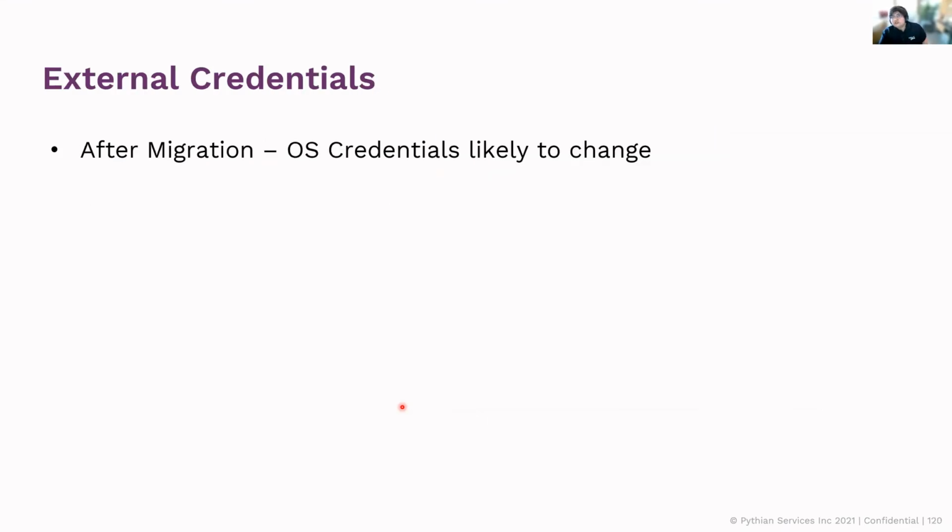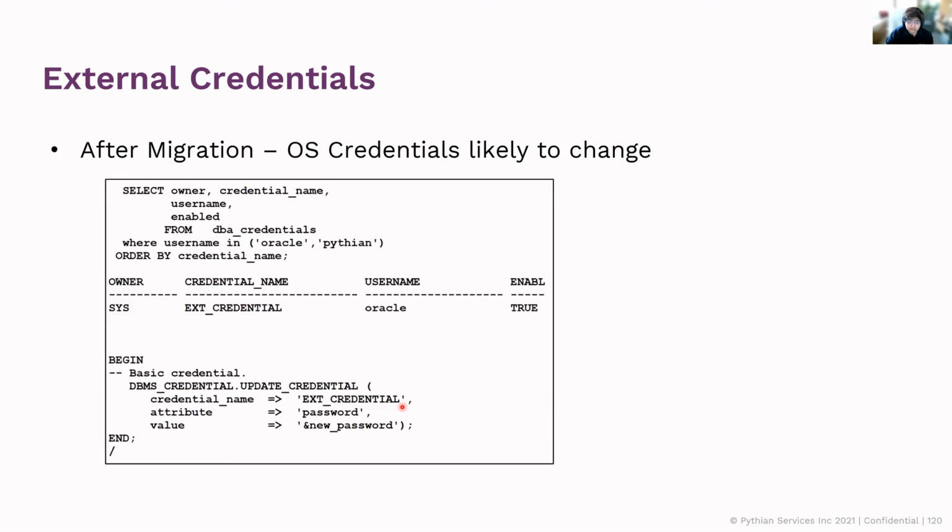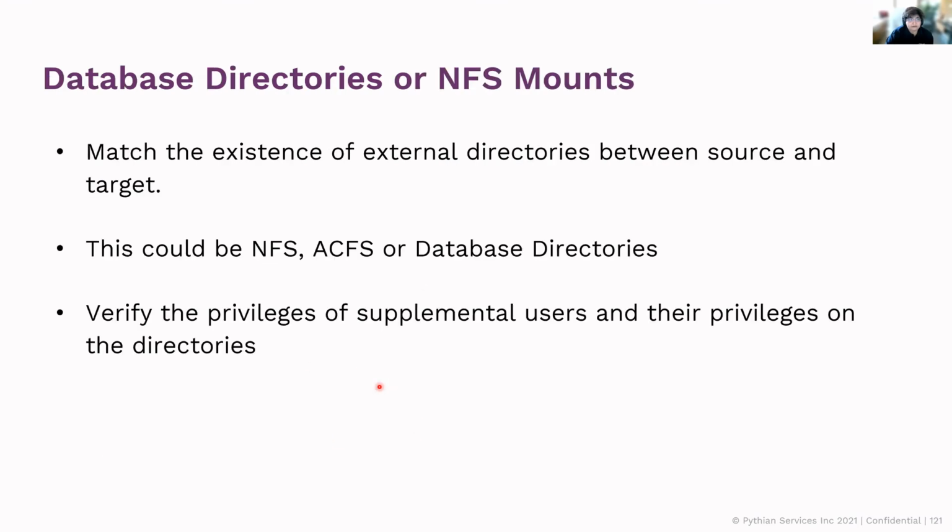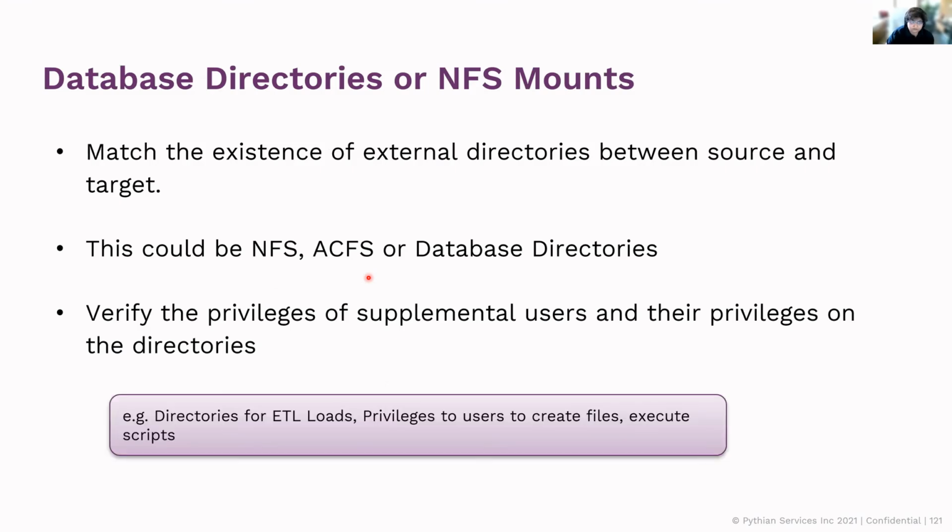Again, external credentials are something that you will need to modify because your OS credentials are likely to change on a new server. So you can use your credential package and update the credential as per the new server. And the last few things include database directories and NFS mounts that you need to be careful about, especially your NFS and ACFS. If there are any additional mounts on your servers, have them in place and check the privileges. Very small things, but handy in case of jobs that would be running on your servers. A part of our checklist.